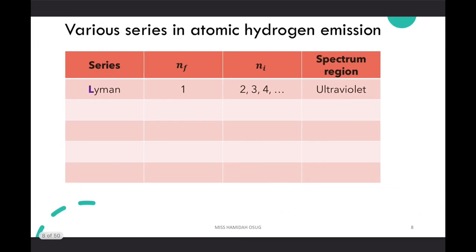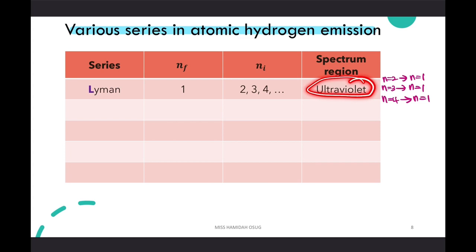Mari kita tengok various series in atomic hydrogen emission. Kita tengok series yang pertama, Lyman series. N final untuk Lyman adalah 1, n initial dia mungkin 2, 3, 4 dan seterusnya. Elektron itu boleh drop daripada n equals to 2 pergi n equals to 1, ataupun n equals to 3 to n equals to 1, ataupun n equals to 4 to n equals to 1. So, Lyman series is located in the ultraviolet region.